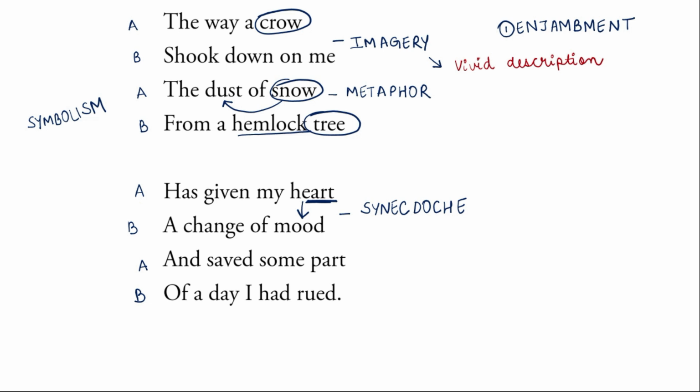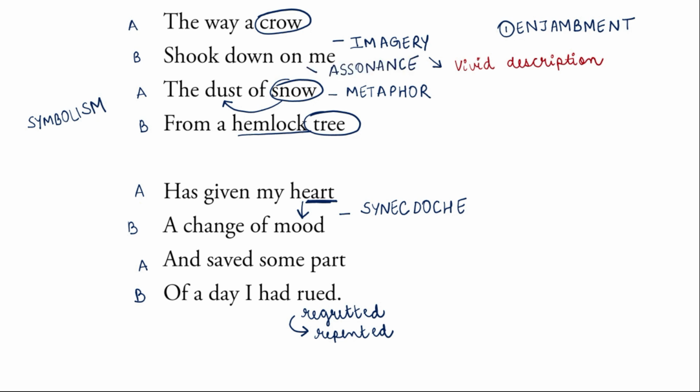And saved some part of a day I had rued. Rued means regretted or repented. Here the author says that he was having a bad day. He was regretting something or repenting something and he was sitting there. But when the crow came and shook down some snow and it fell on him, it brought a change of heart in him. It changed his mood and saved his day from being wasted with repentance.